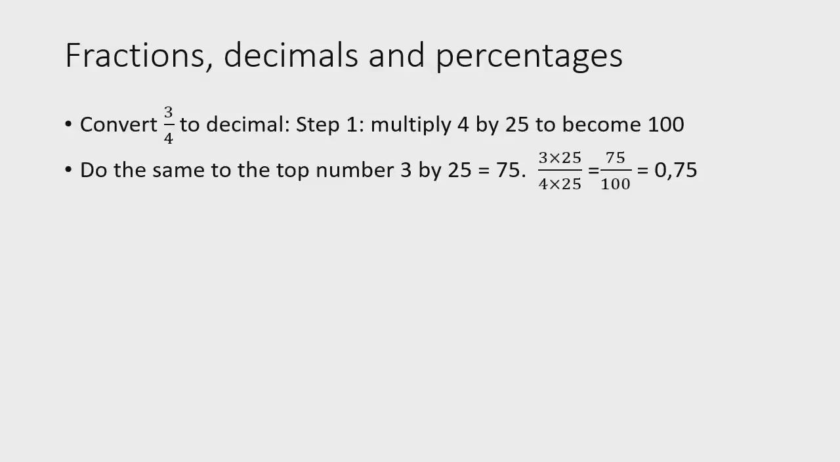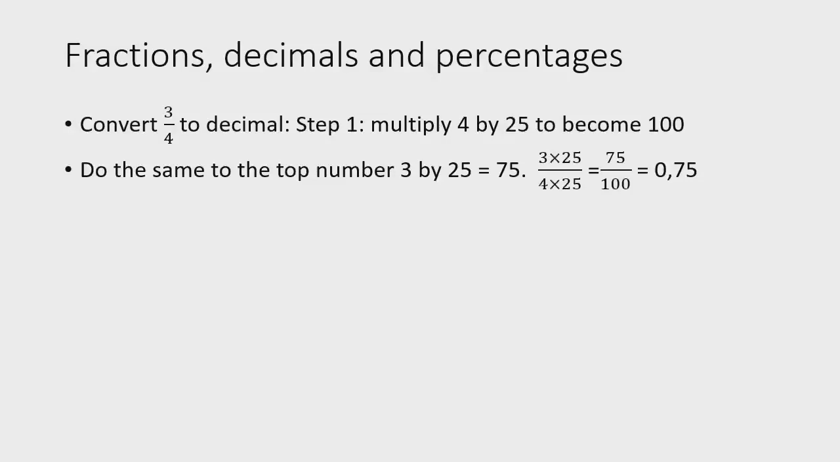If you have 75 over 100, if you divide 75 by 100, you will see that it will go 0.75. And that is the decimal number that you are looking for. So you have to convert your fraction first into a percentage, which means it's out of 100. So you look at what number must I multiply with 4 to get 25.